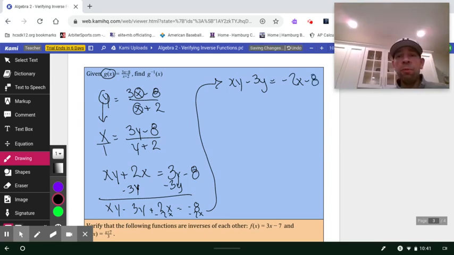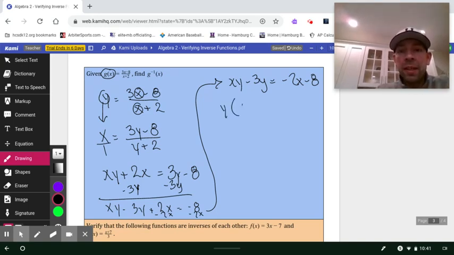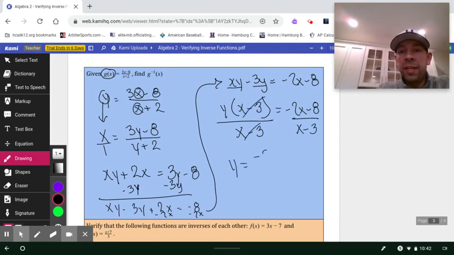Okay, now the whole reason for grouping those y's on the same side together was so we could factor out a GCF. And so we divided both of these terms by y. And then I'm just going to divide both sides by this quantity x minus 3 to really get that y isolated. So y equals negative 2x minus 8 over x minus 3.